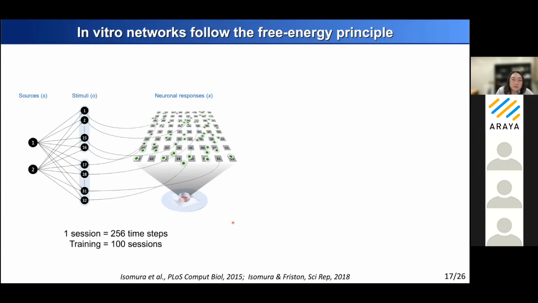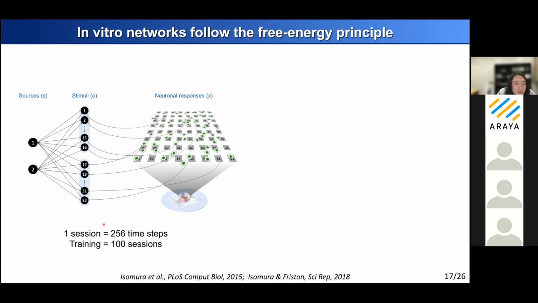To address this issue, we established an in vitro system that can stimulate neurons in exactly the same manner as the generative process defined in the previous part. Again, the sources correspond to hidden states, and they generate 32 sensory inputs. They are binary signals, and source one and source two are independent of each other. Through this stochastic mixture, we generate 32 stimuli, and those stimuli are transformed to electrical pulses that stimulate cultured neurons. This device has 64 electrodes on the floor of this dish, and we can stimulate neurons and also record neural activity.